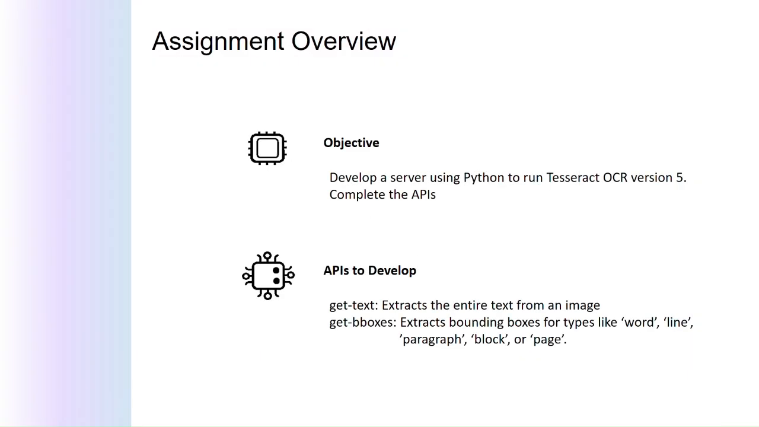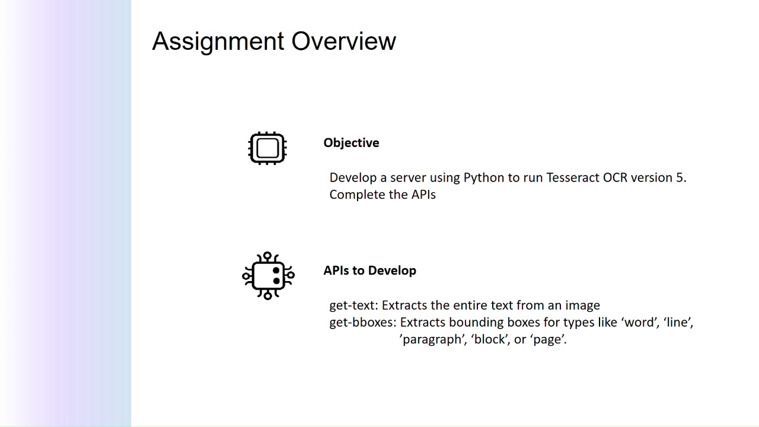The goal of the assignment was to build a server using either Node.js or Python. I chose Python as this integrates the Tesseract OCR version 5. The server should provide two main APIs, which are getText and getBoxes.